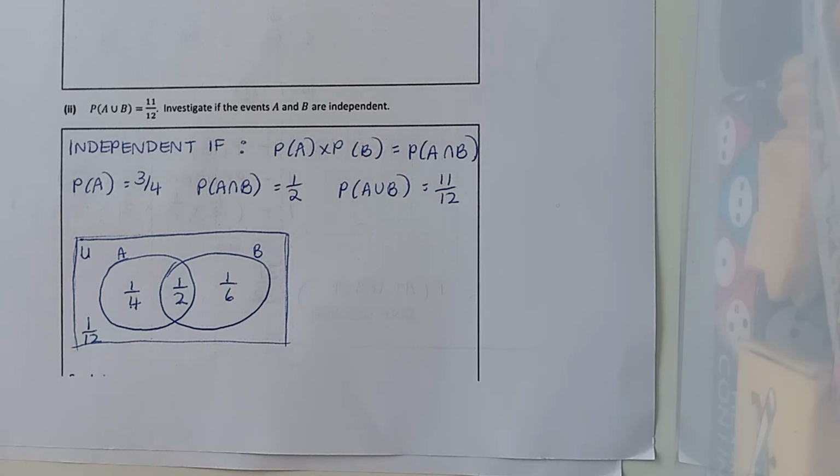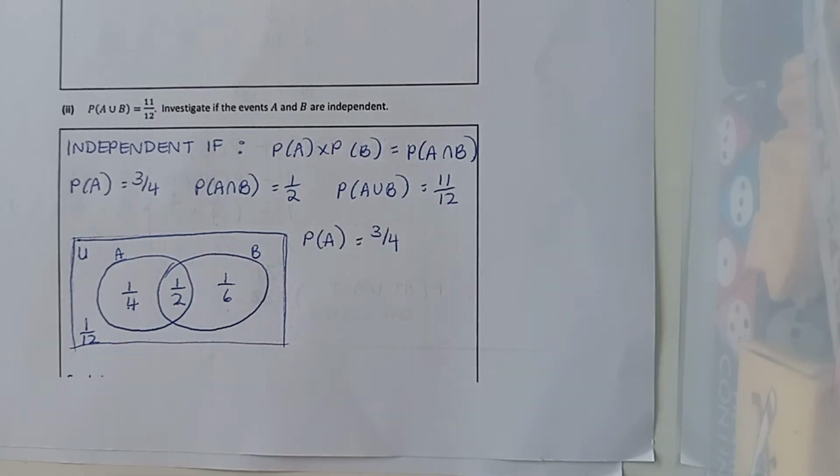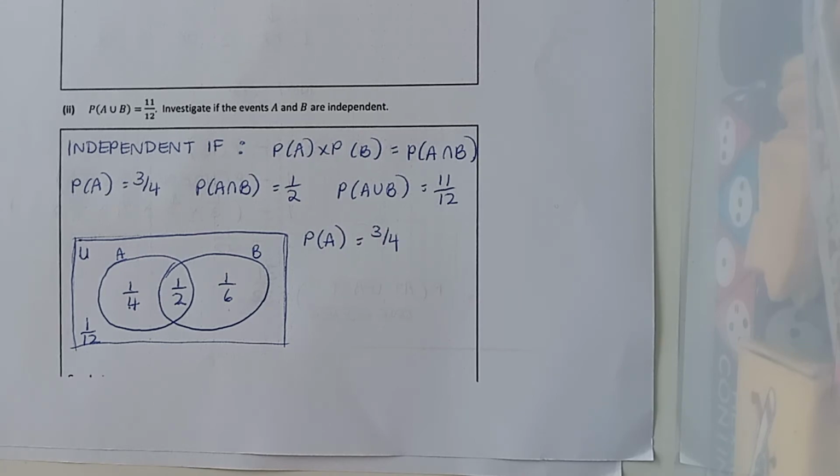Now, just watch out that this figure here is not the probability of B. This is B without A. The probability of B is all of this set. So the probability of A is 3/4. We had that from before. The probability of B, in this case, adding these two figures here, makes 2/3.